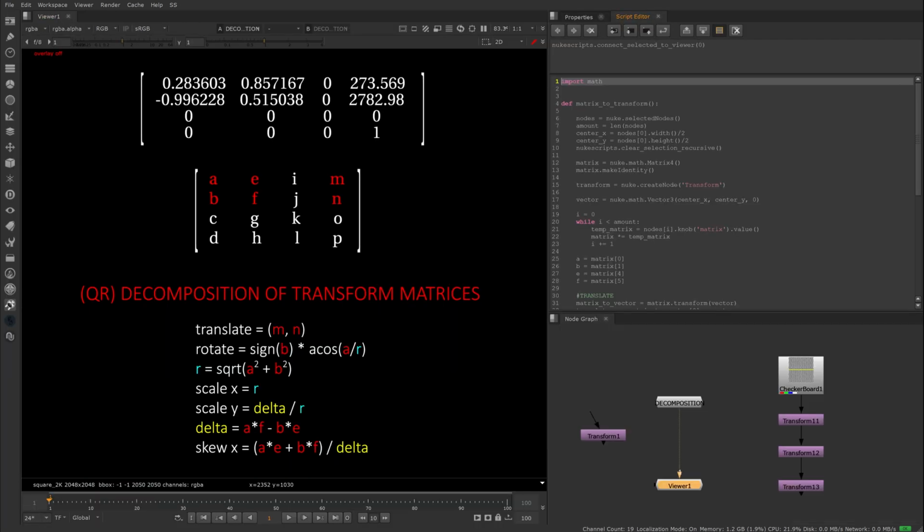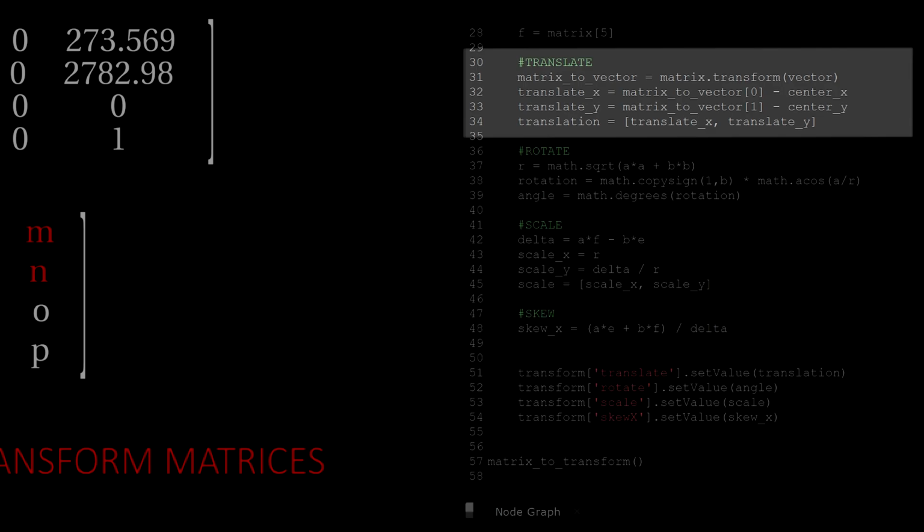If we look at our equations again, we notice that we only really need 4 positions out of that matrix in order to perform this decomposition. Position A, B, E, and F. M and N are also important, but that gets easily resolved for us with the following transform method for our matrix. By using the vector that we created earlier as an argument, we convert those values into actual pixel values that we can assign to the translate knobs of our combined transform node.